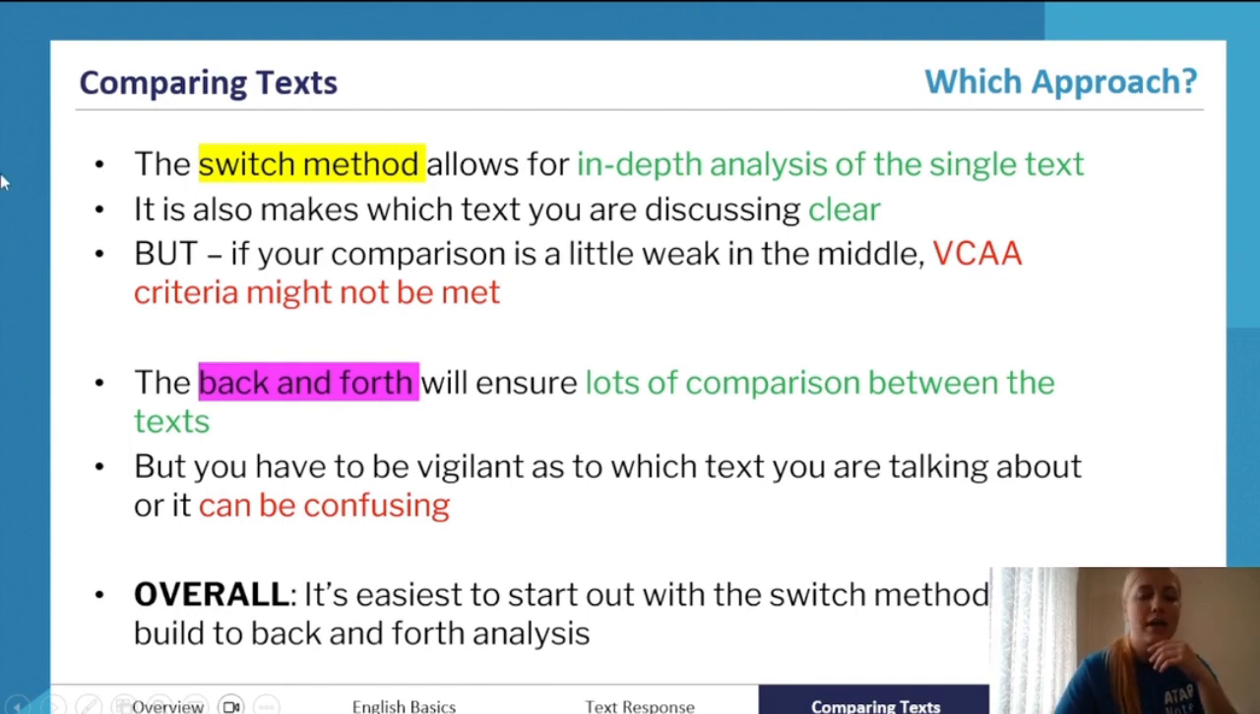So overall, it's easiest for anyone to start out with the switch method and potentially build to rainbow analysis if you are interested in following that structure. And it's also completely fine to stick with the block structure. I used to use the block structure as well, and I found it to work really well for me. And I had no problem with it. I just made more comparative links, like I said.